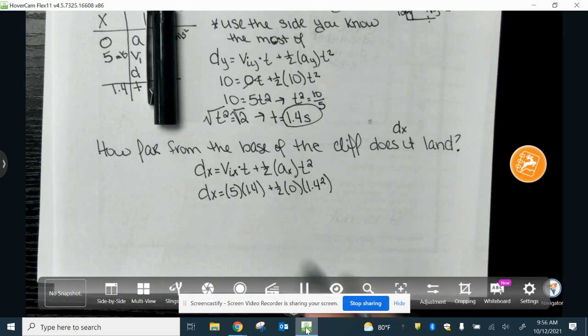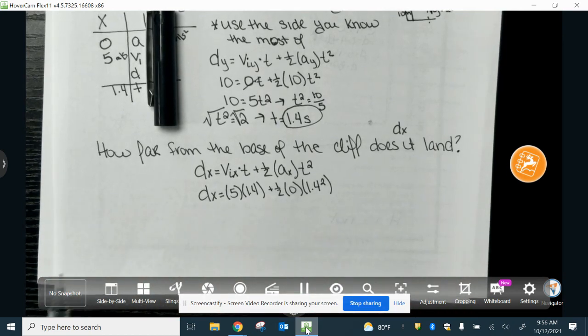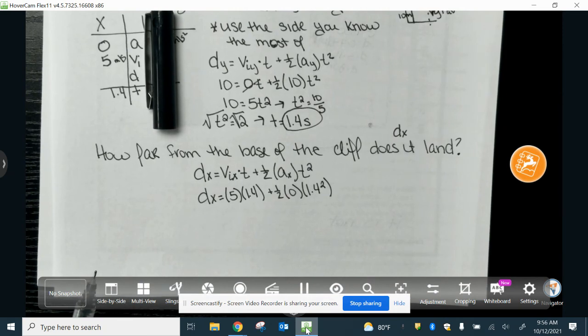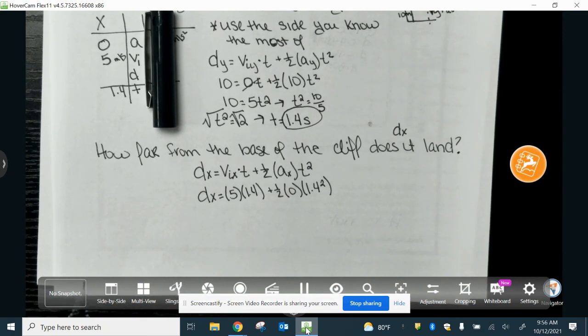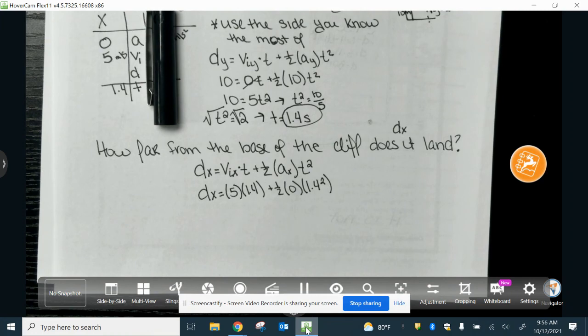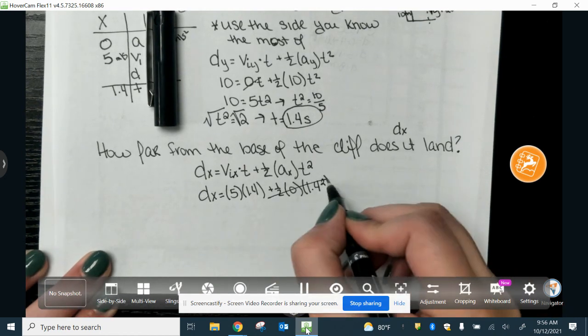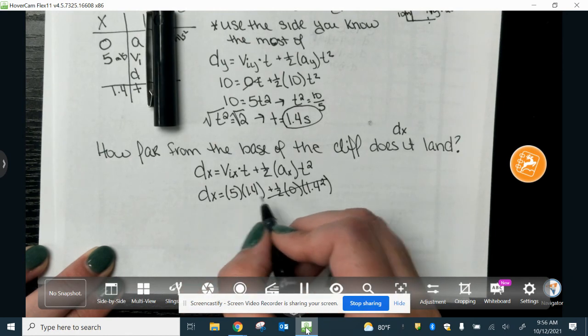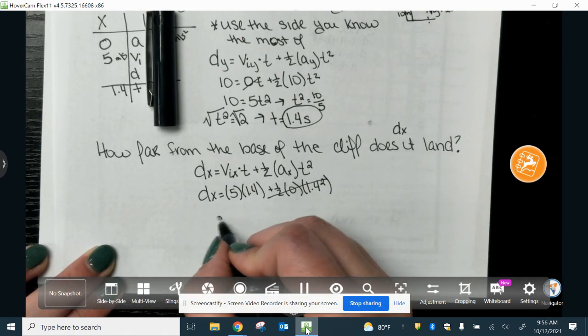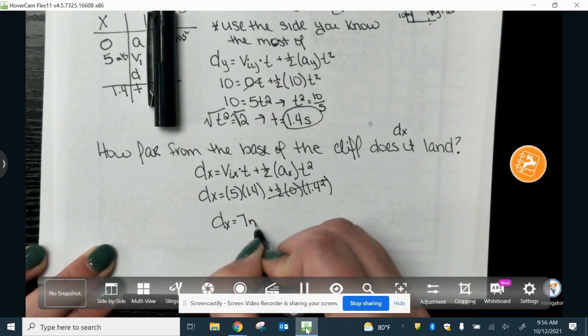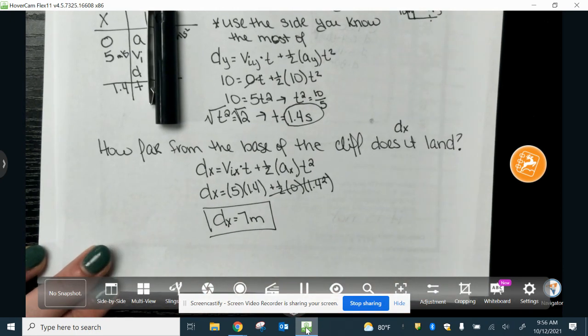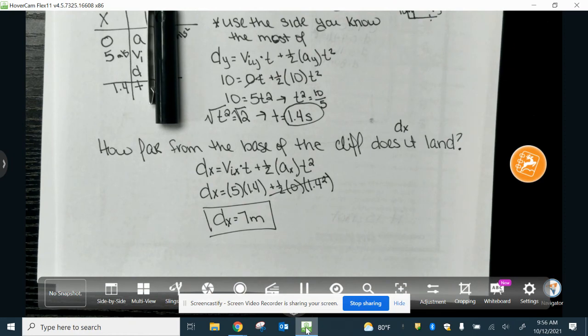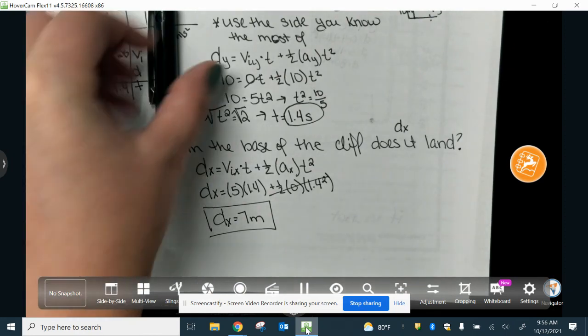So when I plug in what I know, this is what my formula looks like. D of x is equal to 5 times 1.4 plus 1/2 times 0 times 1.4 squared. What is 1/2 of 0? 0. What is 0 times 1.4 squared? 0. I don't need it. So my distance in the x direction is 5 times 1.4, which should get you somewhere around 7 meters.